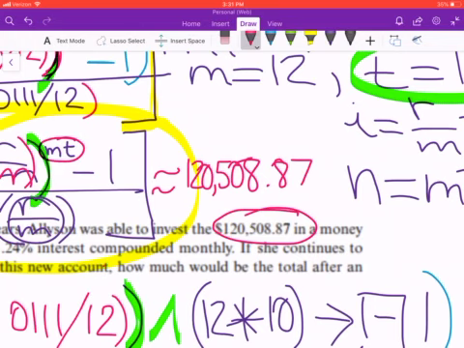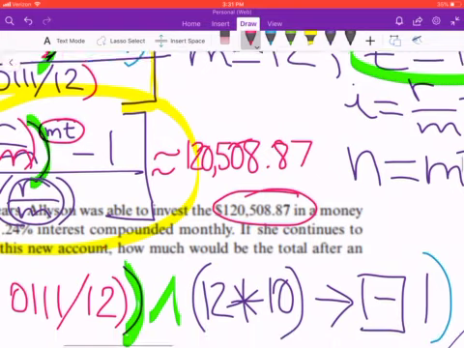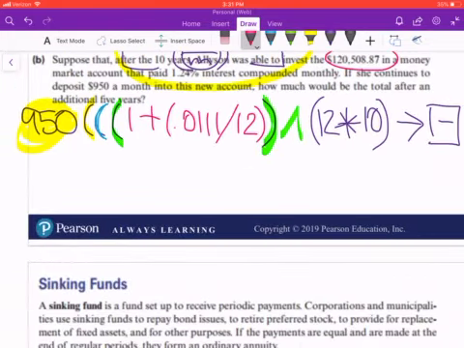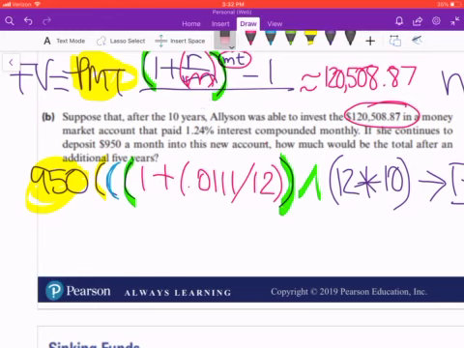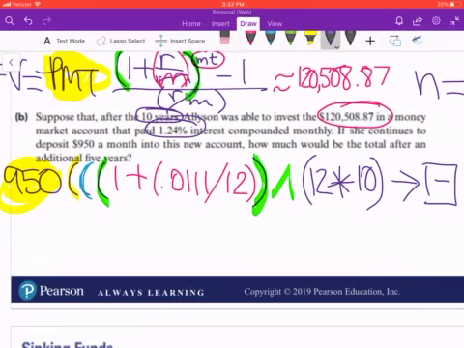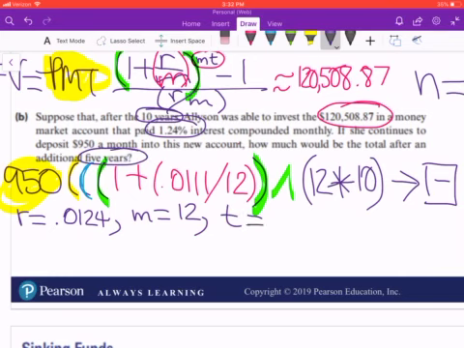Now for part B of this same problem, we have, suppose that after 10 years, Allison was able to invest that much of the money, and now this one is being invested at a different interest rate, and for 10 years, after the 10 years, so the interest rate is 1.24%. So now we're going to use R equals 0.0124. M will also be equal to 12. But now this investment is only going to be there for 5 years. So our T is going to change to 5.